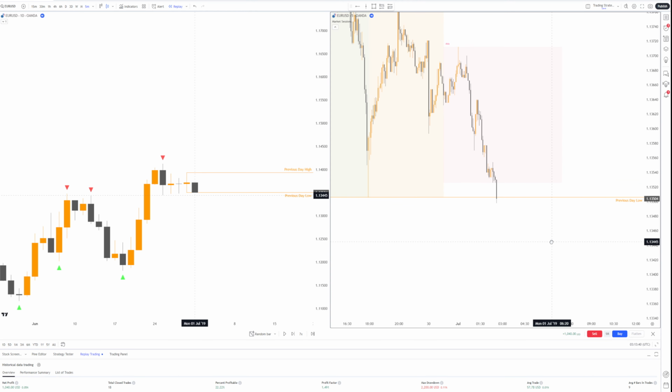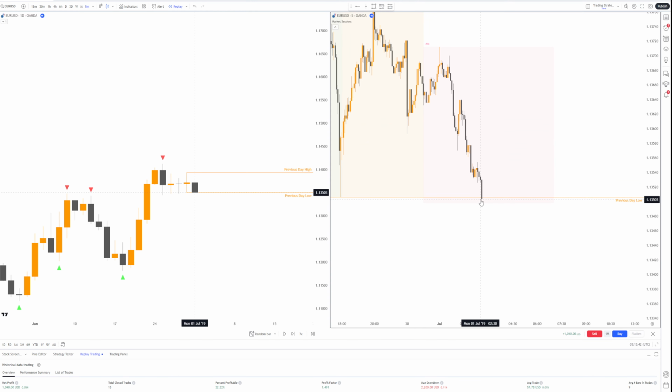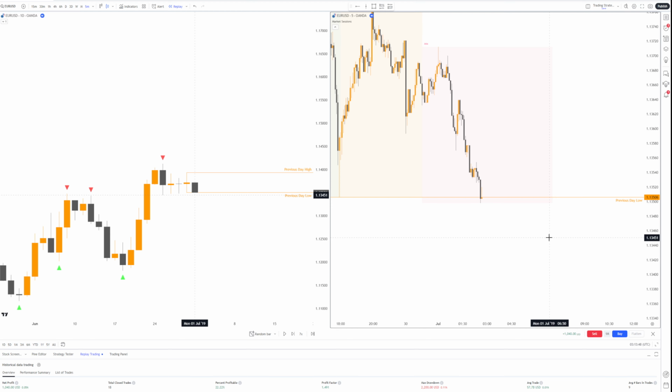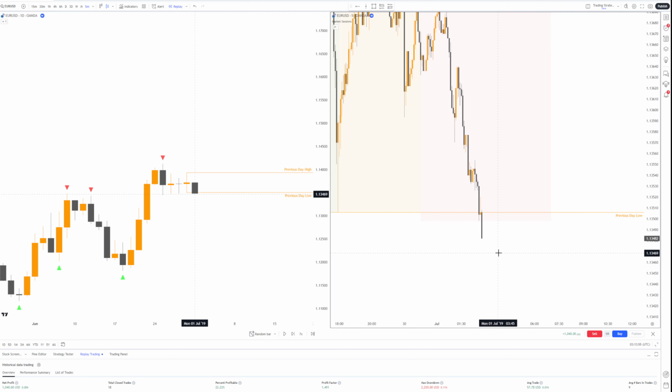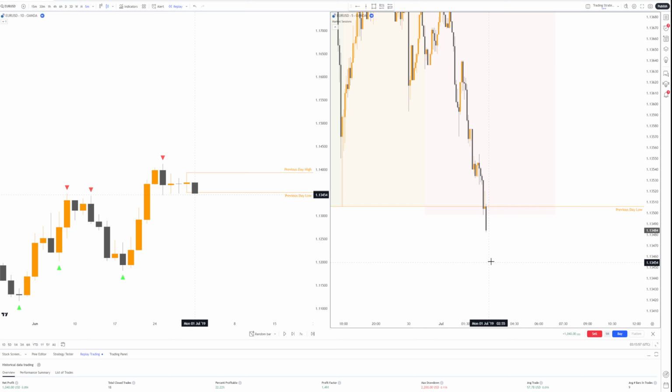So criteria has been met. We have closed below it, but now we are waiting for the candle to reverse above. Let's see what happens. Okay, so it hasn't quite closed below, you can see here. So let's wait. There you go. That is the power of waiting.